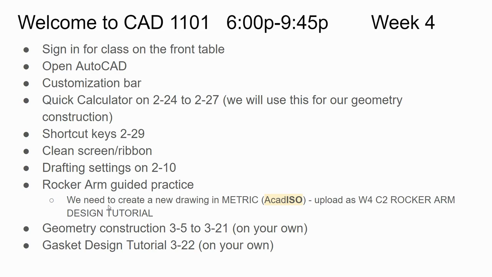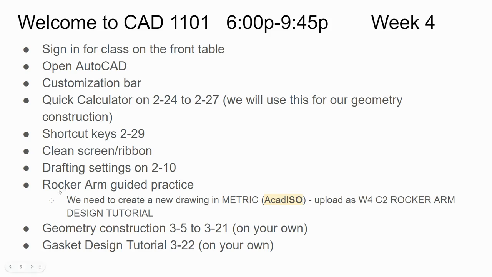Here is what's on our agenda today. We're going to mix things up a little bit though, and we're going to be jumping into this rocker arm guided practice before we do some of the other things. But we are going to cover a little bit about the customization bar tonight, which you may find helpful. There's a quick calculator tool that we'll be doing within the rocker arm guided practice. There's some shortcut keys I wanted to show you about, how to use the clean screen ribbon tool, and how we can change some of our drafting settings.